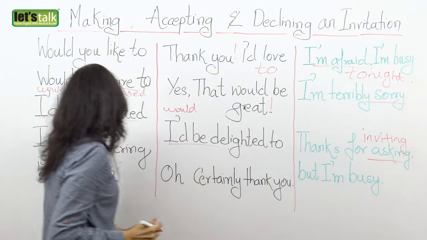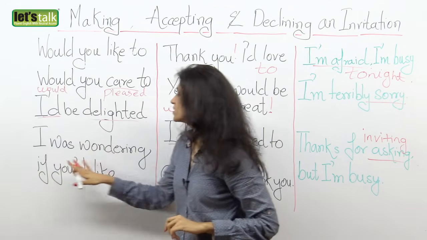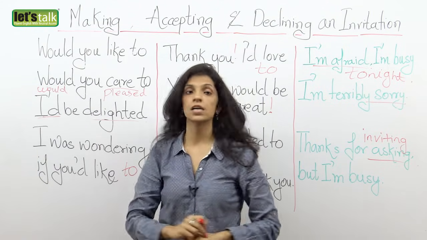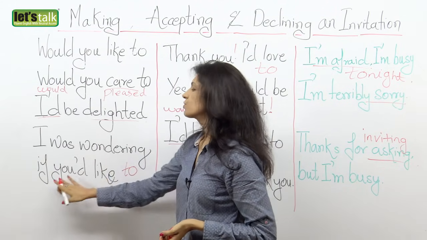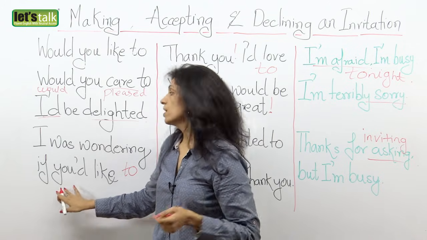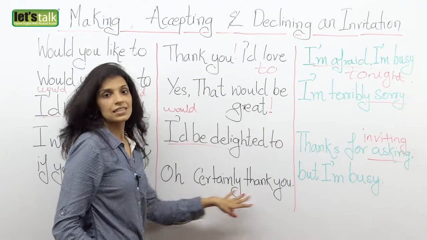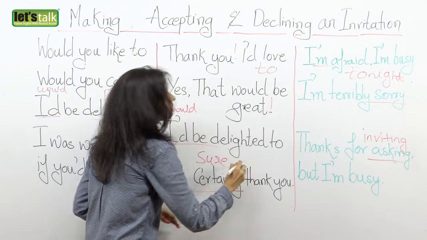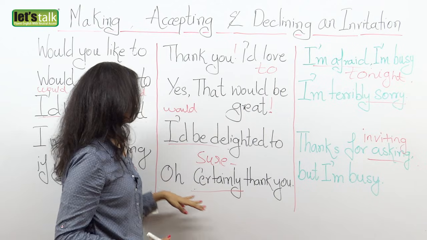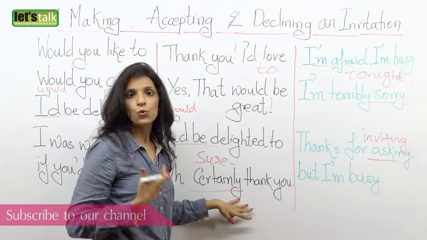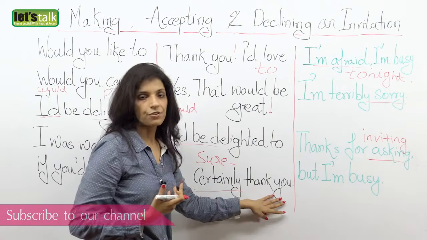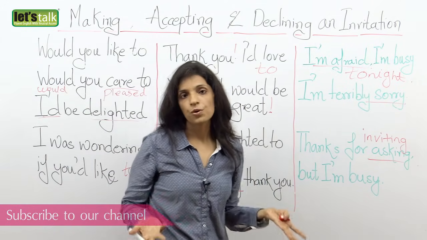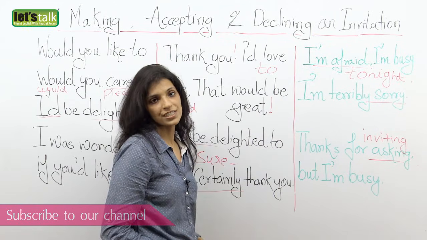All right. Now, another way of asking is, I was wondering if you'd like to. Okay, so you ask your colleagues, I was wondering if you'd like to join us for drinks tonight. Okay, you can have a response, oh certainly, thank you. Now here, oh certainly means oh sure. It's a confirmation that yes, I'm going to be a part of it. So oh certainly, thank you. That means oh yes, you're assuring that you're going to be there. So you accept the invitation. Or if you are declining it, you could use one of these phrases here.